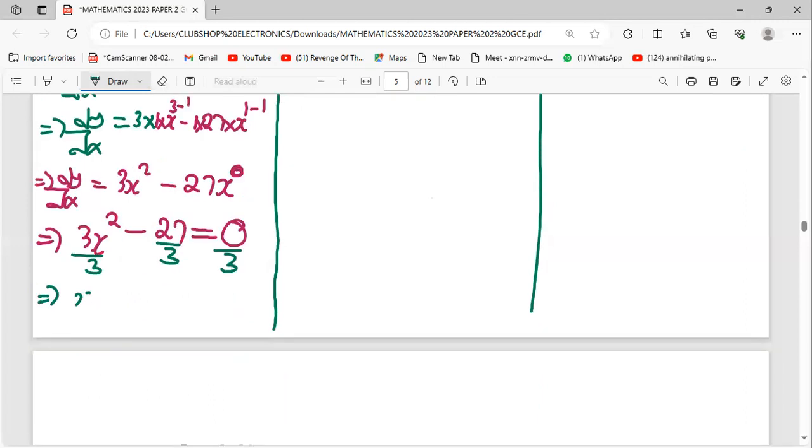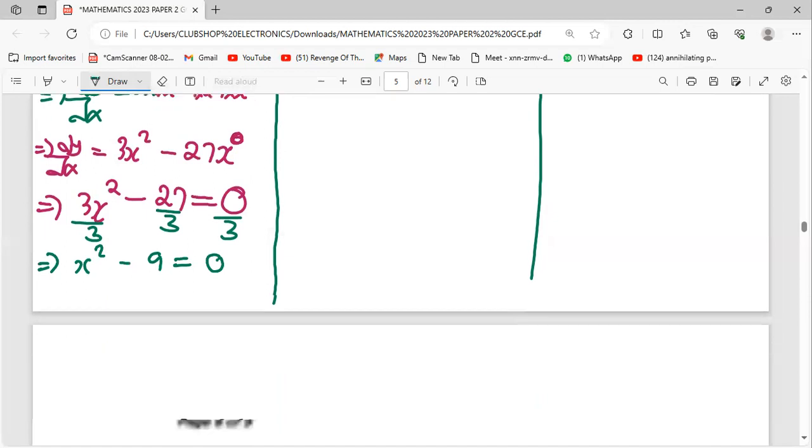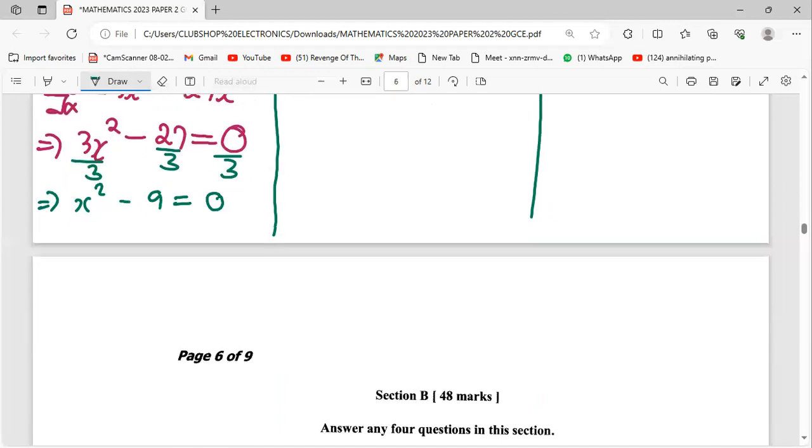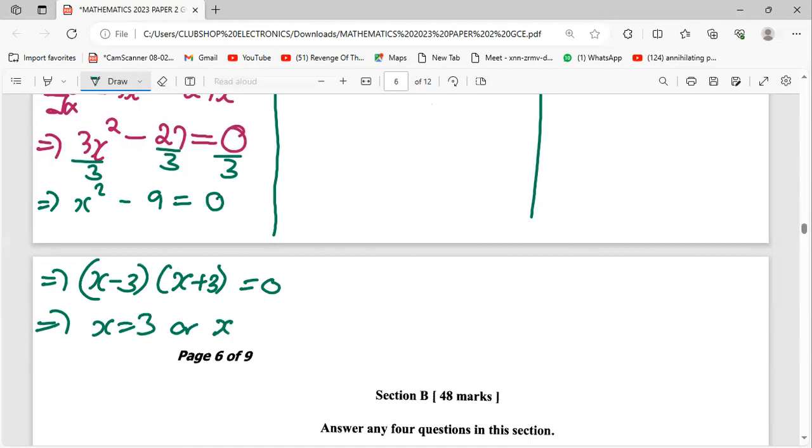x squared minus 9 is equal to 0. So by the difference of two squares, we have (x minus 3)(x plus 3) equals 0, implying that x is equal to 3 or x is equal to negative 3.